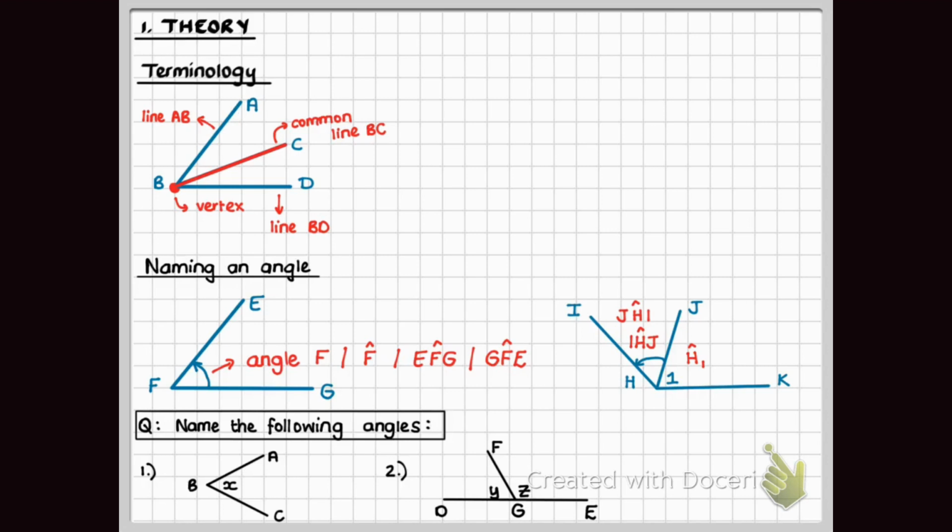So for angle Y, we're going to either call it angle DGF, with the accent being on G, or we can say it's angle FGD with the accent being on G, and for angle Z we're going to say it's FGE with the accent on G, or it's angle EGF with the accent on G. Let's go on to the next slide.